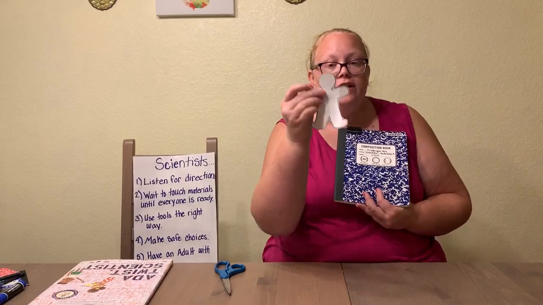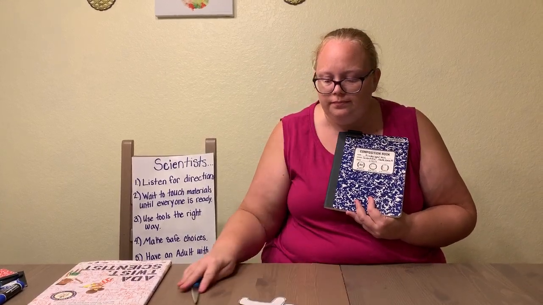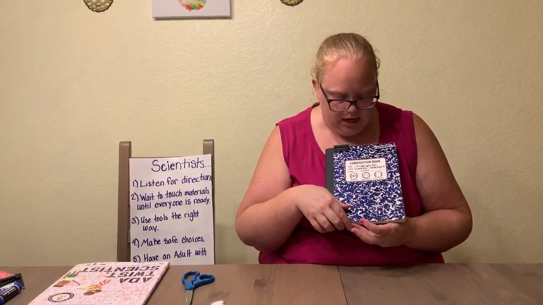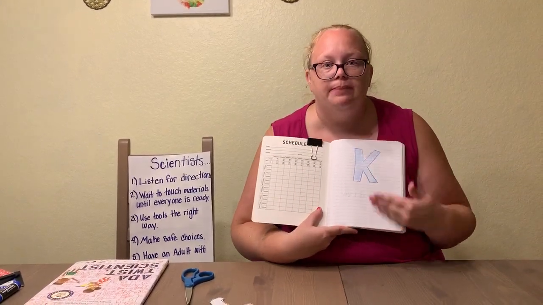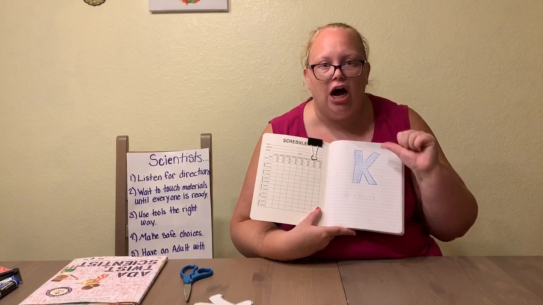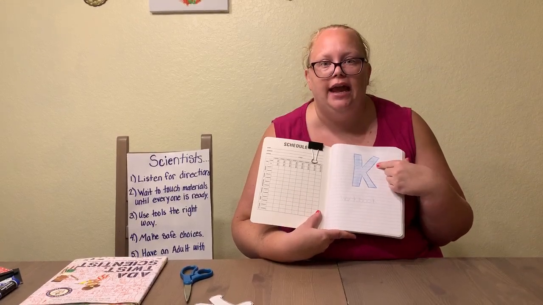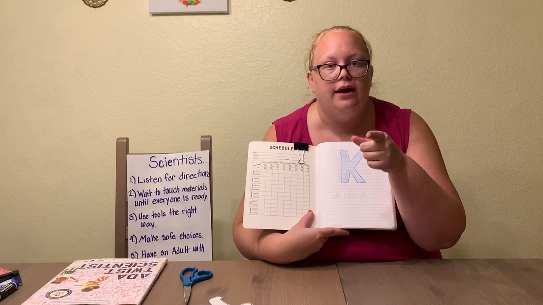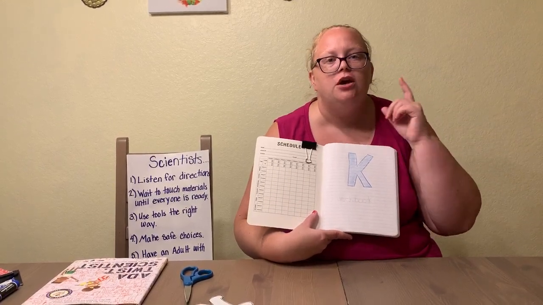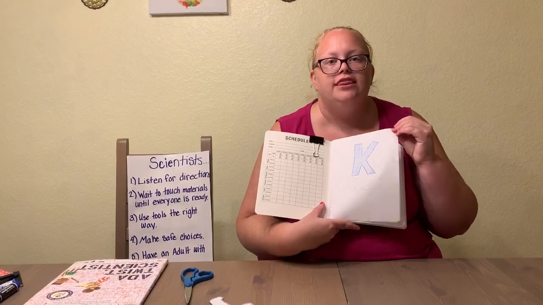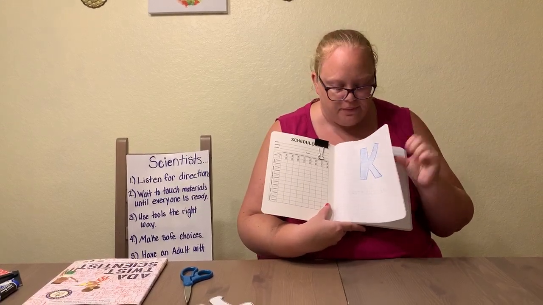Now, after we've cut out our little scientists, I'm terribly sorry. After we've cut out our scientists, remember that first page of our notebook, that's our page. And Miss Bender wanted to put K for kindergarten, but you put whatever you like. Cat pictures, dog pictures, family pictures, whatever makes you happy. This is your page, okay?